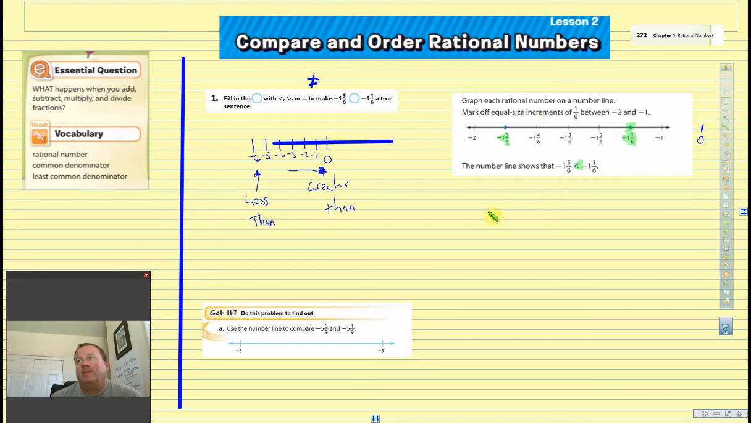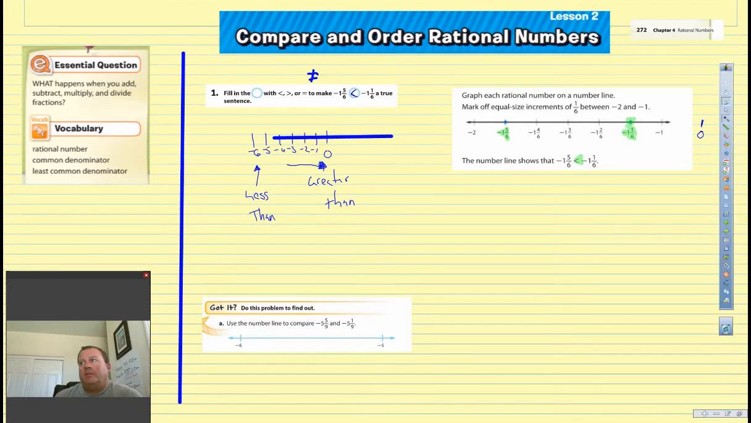Why is it less than? Well, it's farther to the left. If you go to the left, you get negative 1 2/6, negative 1 3/6, negative 1 4/6, negative 1 5/6. Very similar to what I did here, just this was more integers, this is more fractions. So if I was going to write this out, I would say that negative 1 5/6 is less than negative 1 1/6. Okay, so you'll have to work those out with the number line.